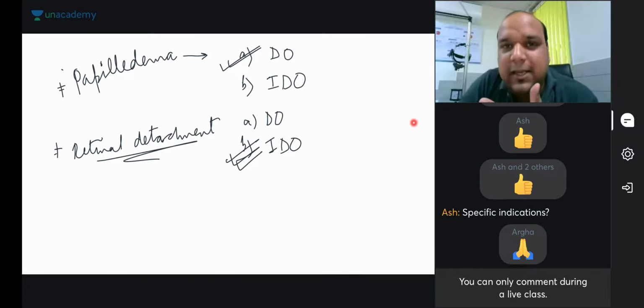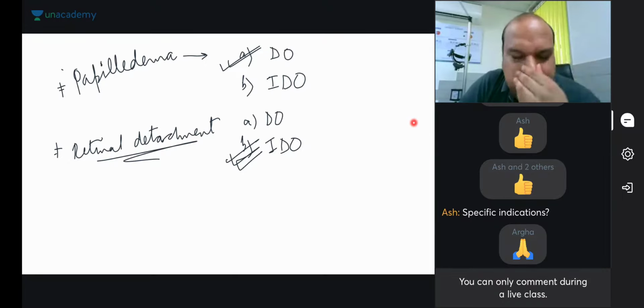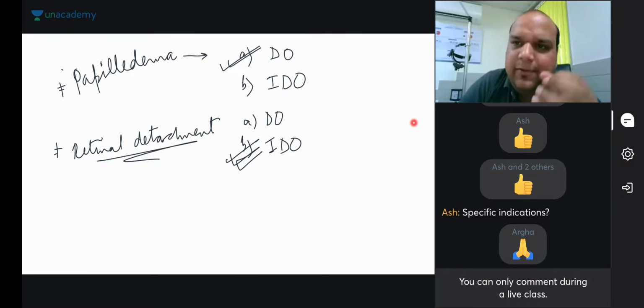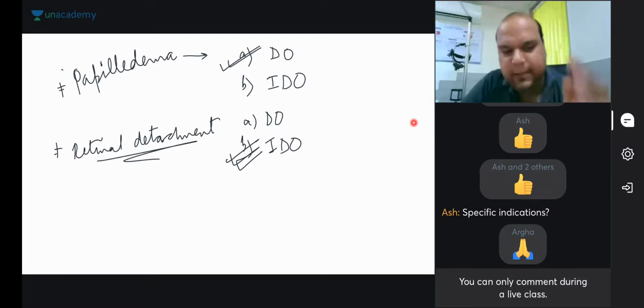I hope I'm clear about the indications. The indications are common sense actually. Whenever you need to examine only the optic disc or the macula, you prefer direct ophthalmoscopy. But when you want to examine the whole retina, we prefer peripheral indirect ophthalmoscopy. Done, everybody? That's about our first investigation of ophthalmoscopy.